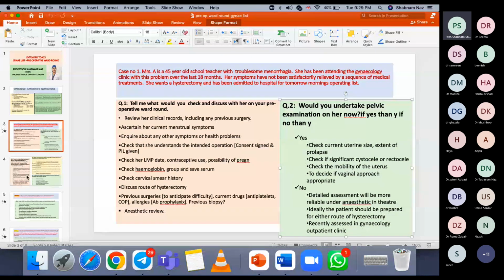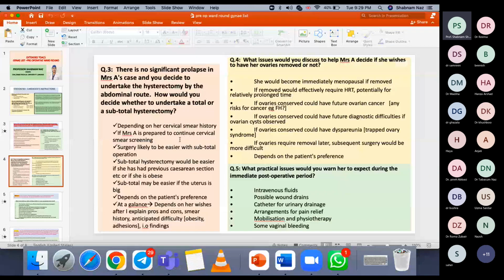Okay, ma'am. Next question is, there is no significant prolapse. You did the examination, and there is no significant prolapse in Mrs. A's case, and you decide to undertake the hysterectomy by abdominal route. How would you decide whether to undertake a total or subtotal hysterectomy?